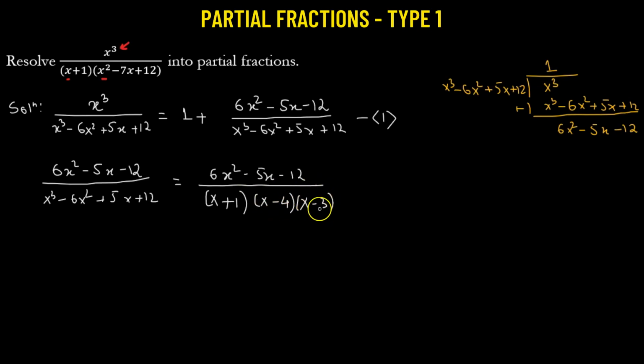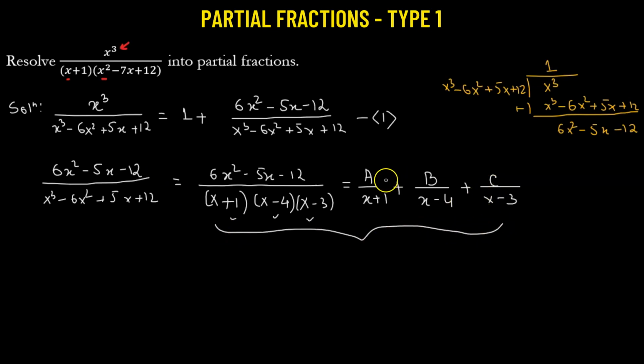So now that we have this, we will suppose that this is equal to the sum of 3 partial fractions because we have 3 factors here. The first partial fraction, let's consider it to be a divided by x plus 1. Followed by the second partial fraction, b divided by the other factor, which is x minus 4. And finally, we have c divided by x minus 3. So we have 3 partial fractions. Now we'll have to solve this equation to obtain the values of a, b and c. So let's label this as number 2.